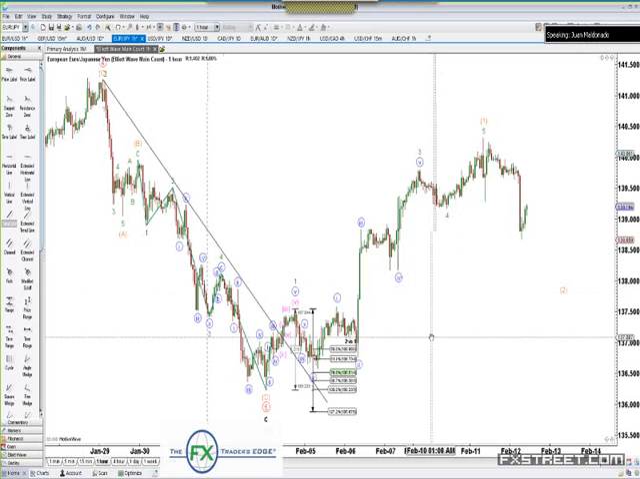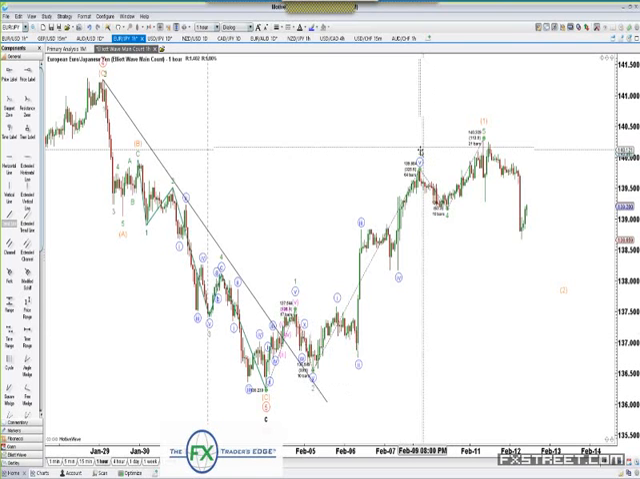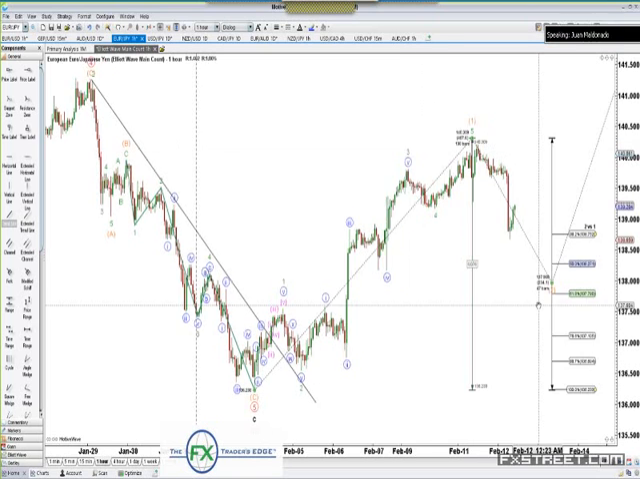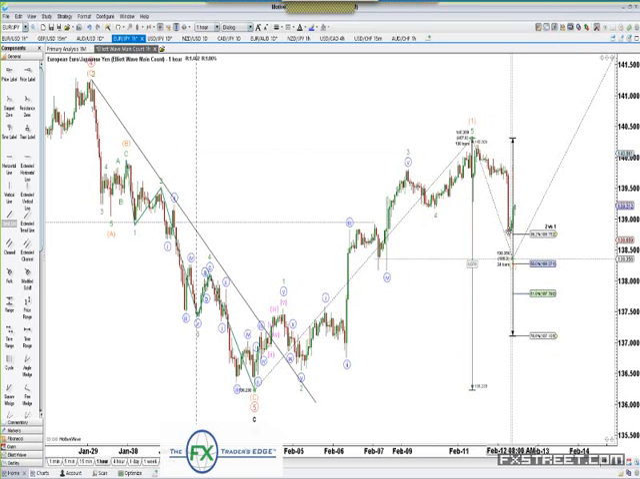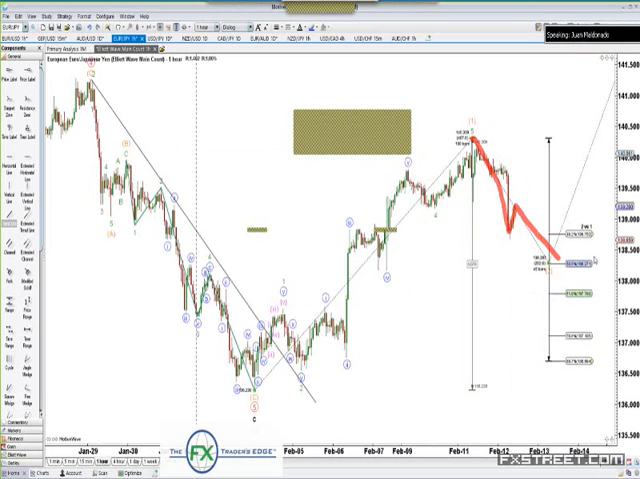Our first target for wave 2 was the 138.75. That price already met. And I'm thinking this is going to move deeper to the 138.27. So that's going to be the forecast for this week for the Eurogen to end the wave number 2. So here we will have a move. This is just a retracement and then a move down. Something like this, the 138.27. That's going to be the plan.